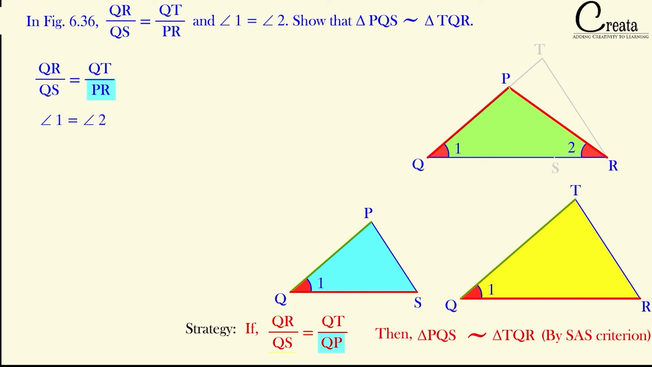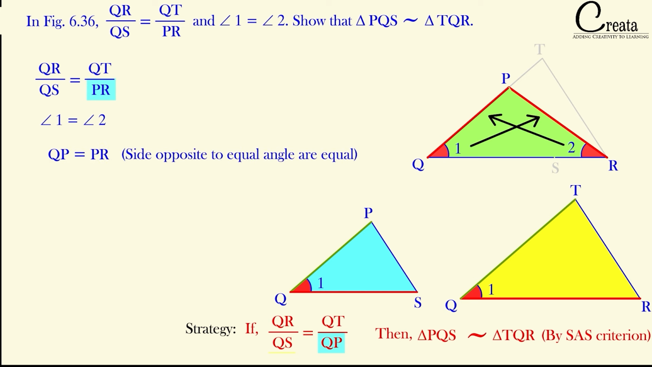We know the property of the triangle. The side opposite to equal angles are equal to each other. So angle 1 and angle 2 are equal. The side opposite to these two angles will be equal to each other. So we can say QP and PR will be equal to each other. So we got QP and PR, both of these terms as equal to each other.